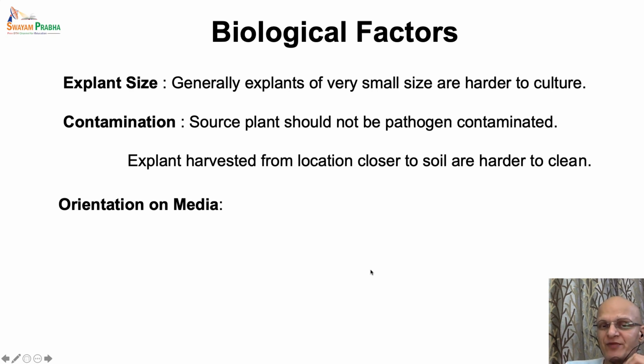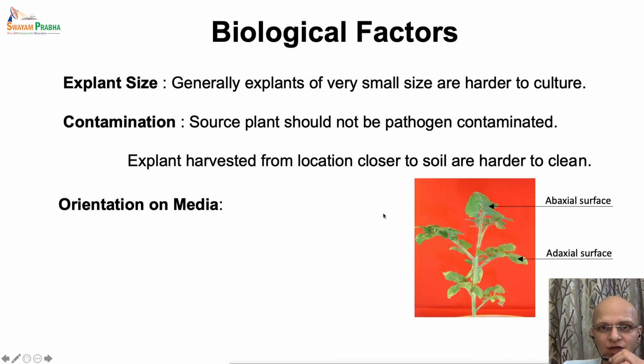Next is the orientation on the media. The orientation of the explant can also influence tissue culture. Orientation means how we are placing the explant on the media. Now, this is a tomato seedling or tomato plantlet. Here we see the abaxial surface, that is the lower surface of the leaf, and the upper surface is the adaxial surface. If we are using explant segments from leaf tissue, we can either place the abaxial surface touching the media, or we can place these leaf segments upside down, that is the adaxial surface touching the media.